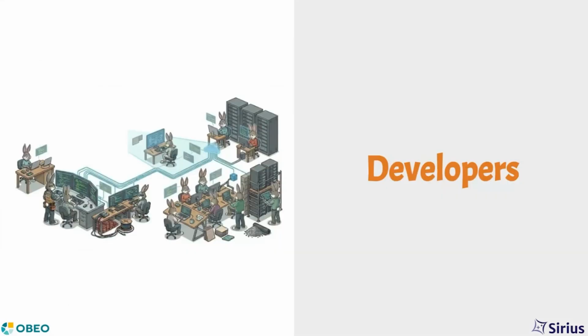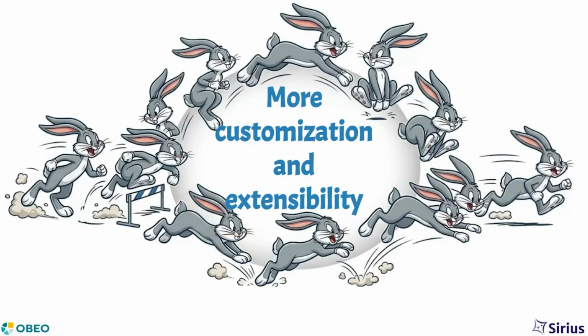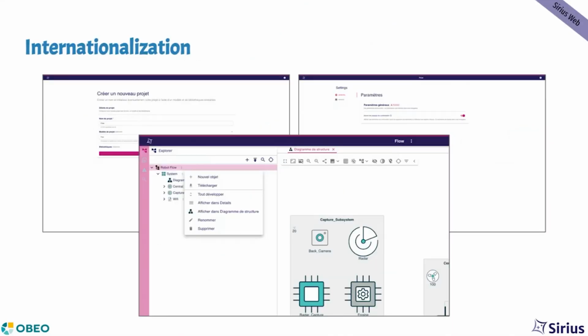So far, we have looked at end users and studio makers, but for developers as well, Sirius Web has evolved a lot. The focus here is to make the platform easier to extend, easier to integrate, and easier to adapt to specific technical and organizational contexts. One concrete aspect of that flexibility is internationalization. It is important because many Sirius Web-based tools are used in a multi-language environment.